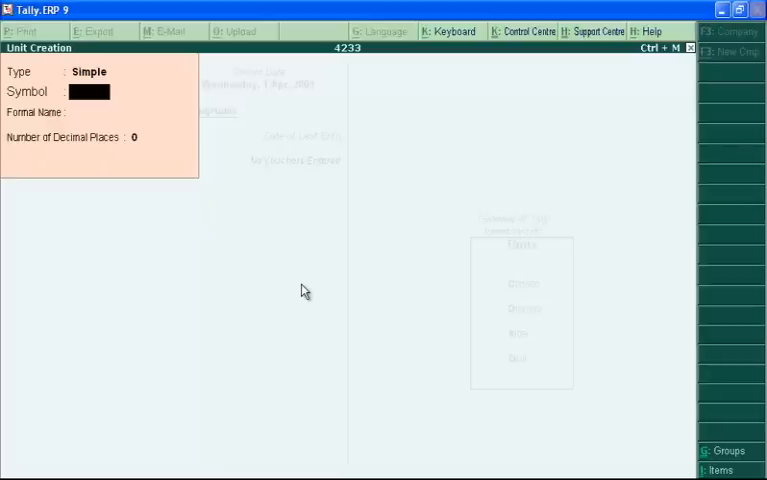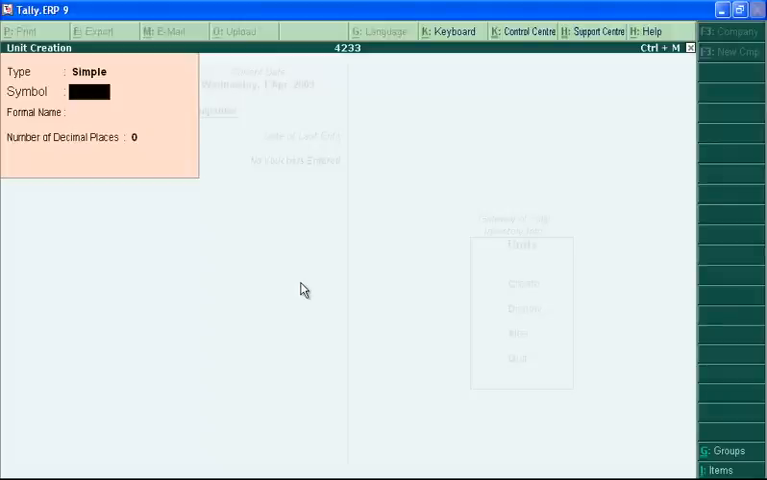Then we can create the unit of measurement quintal, QT symbol, quintal. Accept it. Next, we can create ton. Actually, ton is metric. We can show it: 1 ton is equal to 1000 kg. So we will show T as its symbol, and the formal name is ton. Accept it.